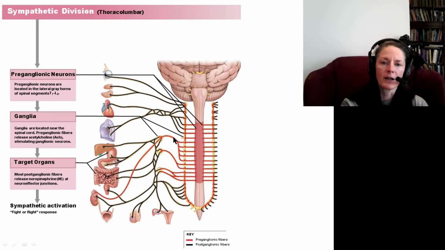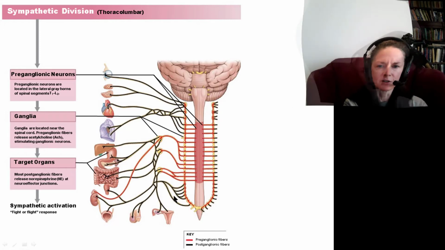Once again, here we have our celiac ganglion, we have our greater splanchnic nerve, we have our superior mesenteric ganglion, our lesser splanchnic nerve, and then we have our inferior mesenteric ganglion and our lumbar splanchnic nerve. And sometimes these are called the sacral splanchnic nerve.